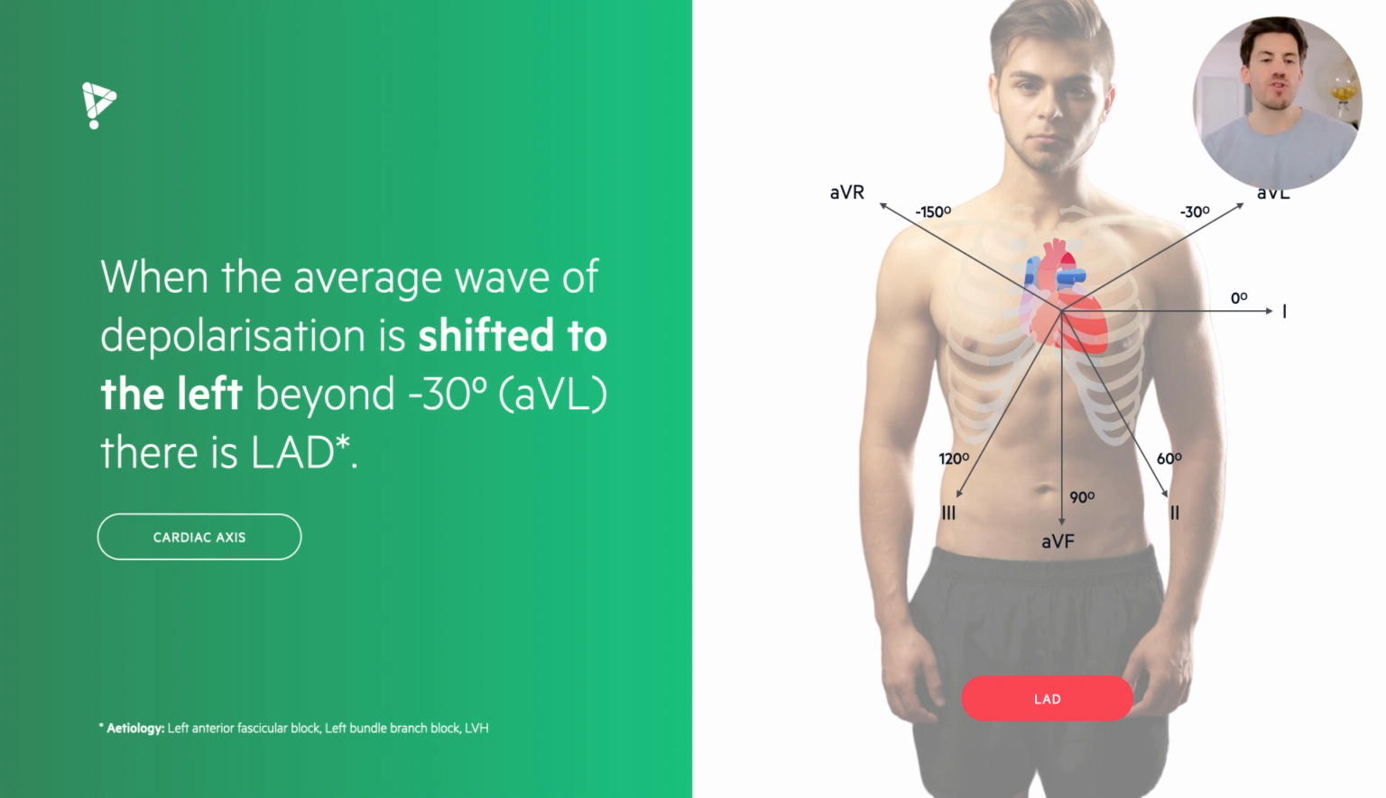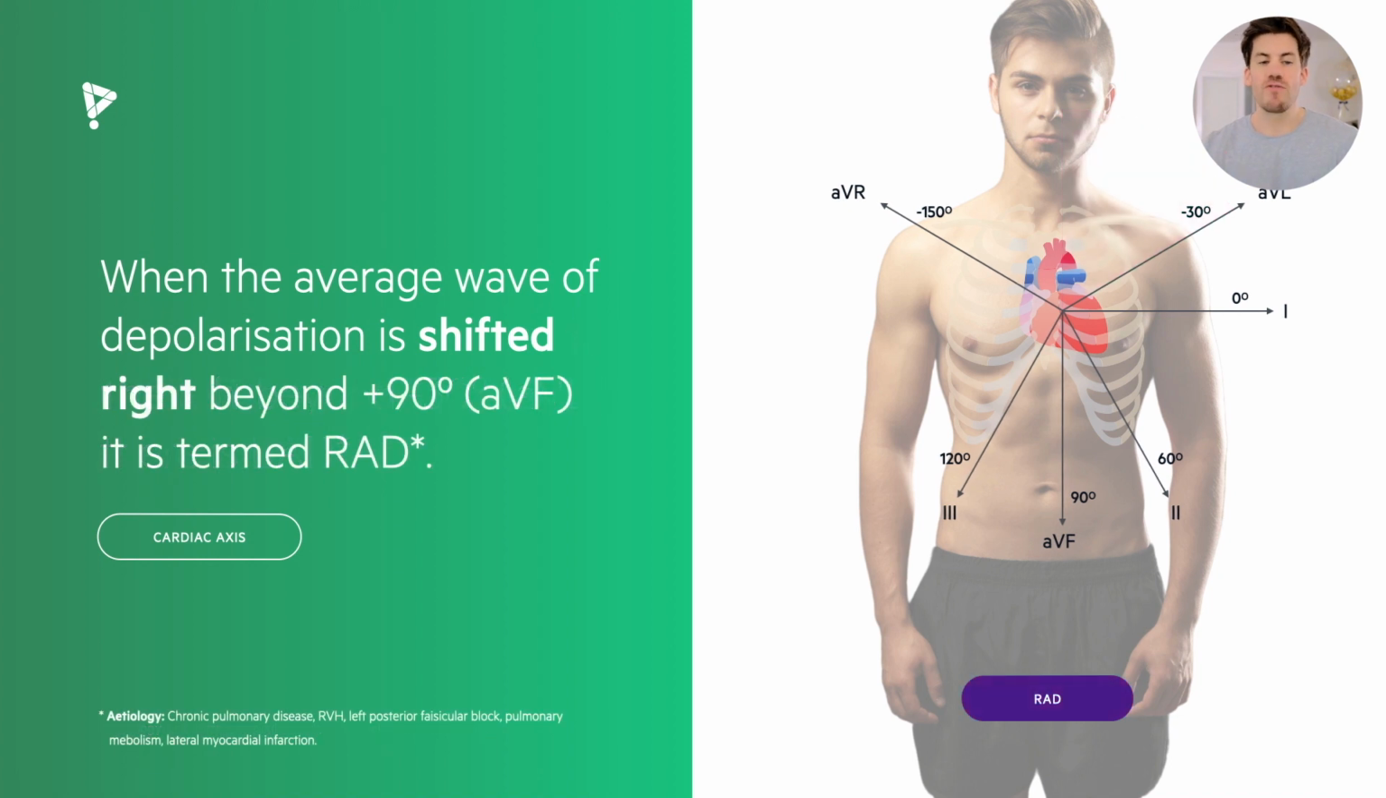So when the average wave of depolarization is shifted to the left, it goes beyond negative 30, so beyond AVL. We refer to this as left axis deviation, okay? And classic causes of left axis deviation are things such as left ventricular hypertrophy, left bundle branch block, or left anterior fascicular block. And we're going to be looking at all of those in the next lecture on conduction.